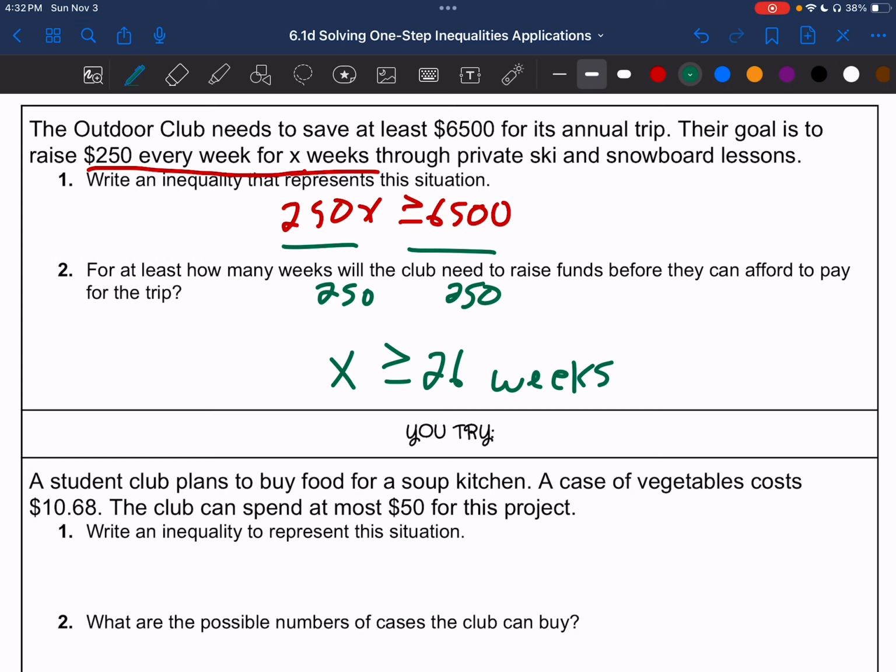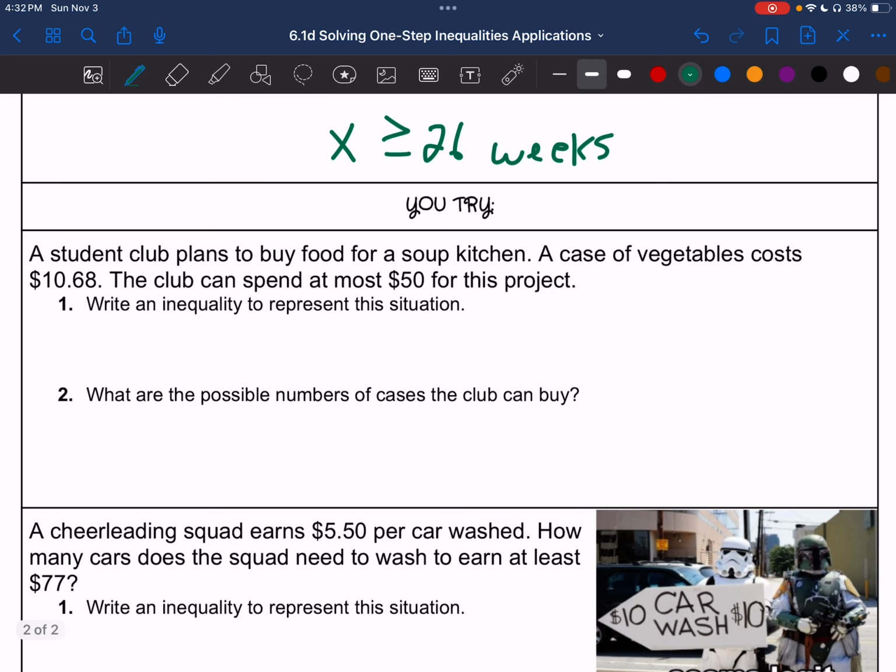All right, there's a couple you-try problems. I would like you to do those on your own, and then you're going to check your work against mine. So, a student club plans to buy food for a soup kitchen. A case of vegetables costs $10.68. The club can spend at most $50 for this project. So, our variable X is going to be number of cases, since it wasn't defined for us.